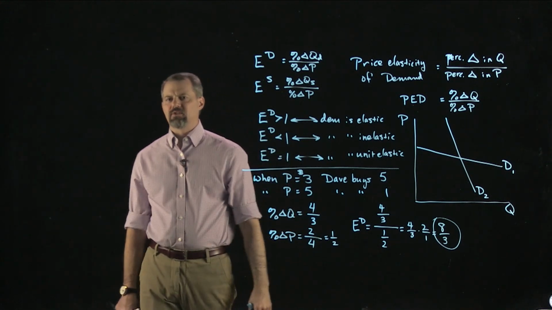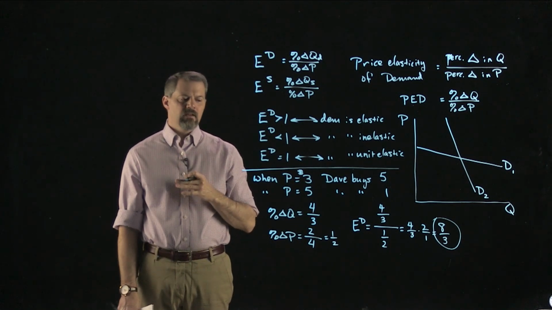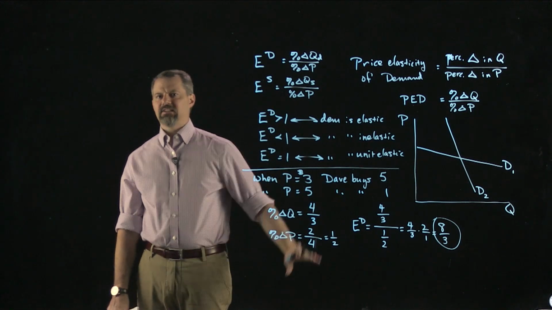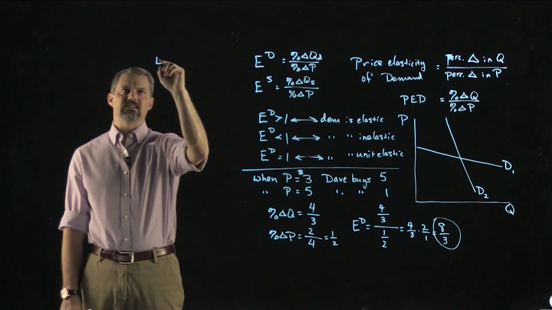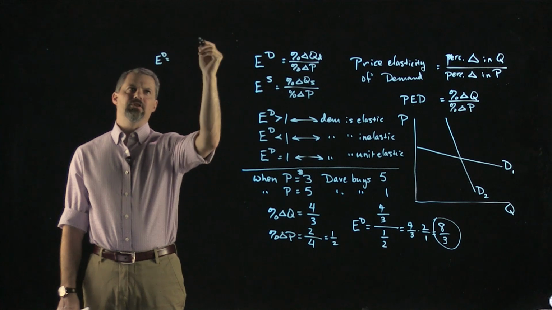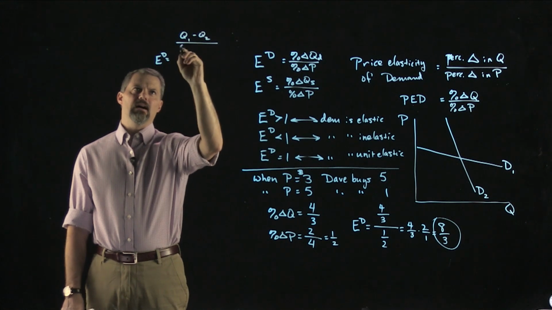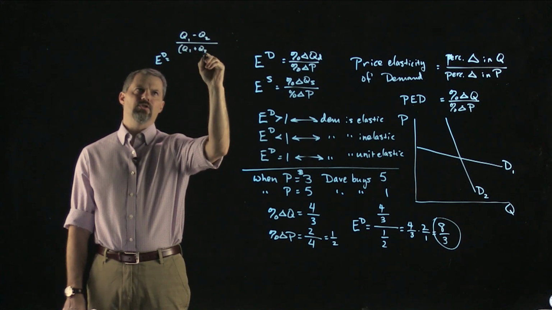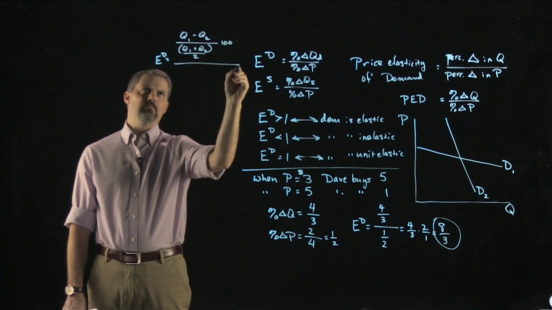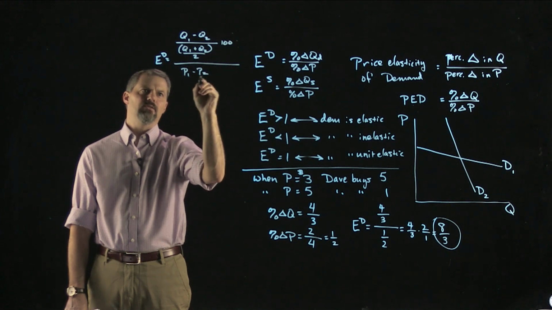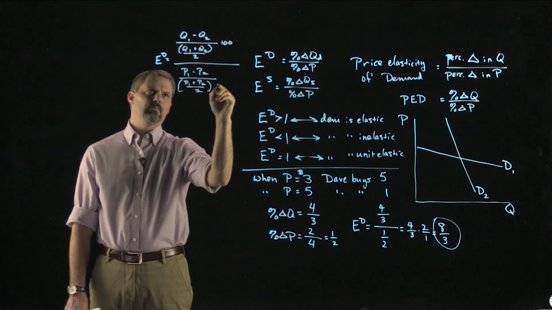If when you took your principles class, and this is probably what happened, unless you had your principles class from me, when they taught you the elasticity formula, they probably gave you a complicated formula that looked something like this. Elasticity of demand is equal to, let's say, (Q1 minus Q2) divided by ((Q1 plus Q2) over 2) multiplied by 100, divided by (P1 minus P2) divided by ((P1 plus P2) over 2) multiplied by 100.